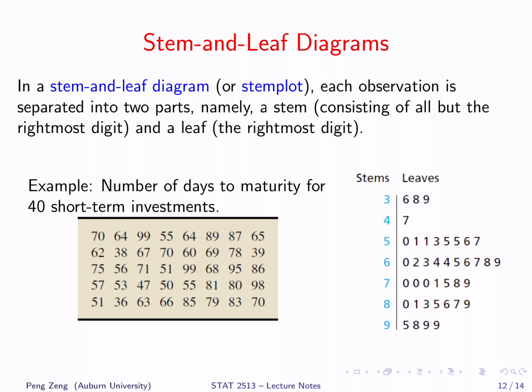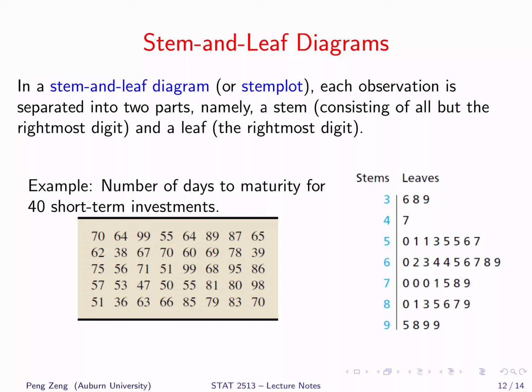Let's check the bottom row. It has stem 9 and leaves 5, 8, 9, 9. It indicates values 95, 98, 99, and 99. Similar to a dot plot, we can extract all values in the original data from a stem and leaf diagram.